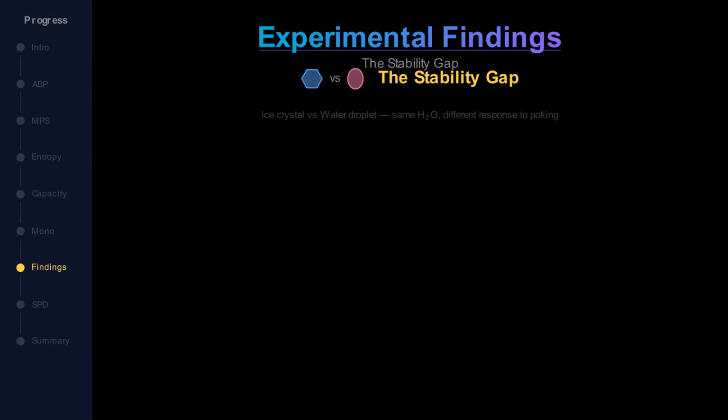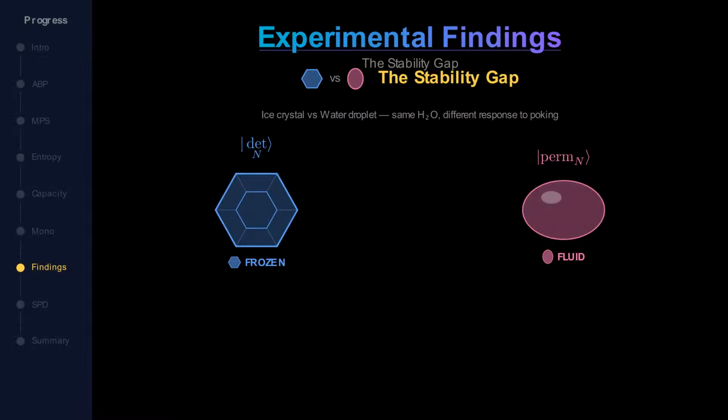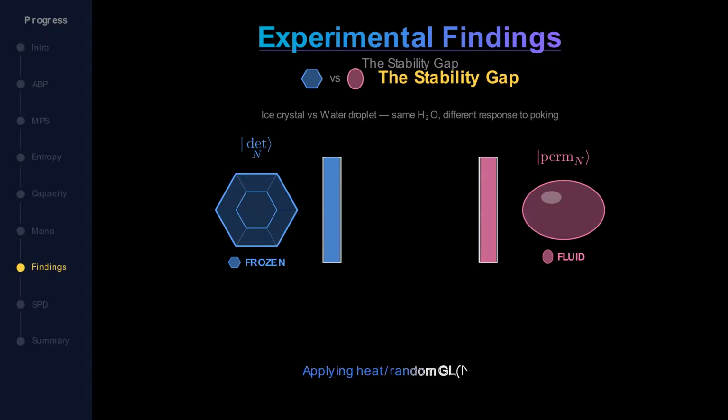Imagine two objects, an ice crystal and a water droplet. Both contain H2O, but poke them. The crystal stays rigid, the droplet sloshes. The determinant is frozen, a rigid crystal. Its entropy gauge stays pinned at maximum no matter how you poke it. The permanent melts, a fluid droplet. Its entropy fluctuates wildly under the same pokes. Applying random GLN transformations, like heating or shaking, the determinant barely moves, rock solid. The permanent sloshes around, liquid instability.